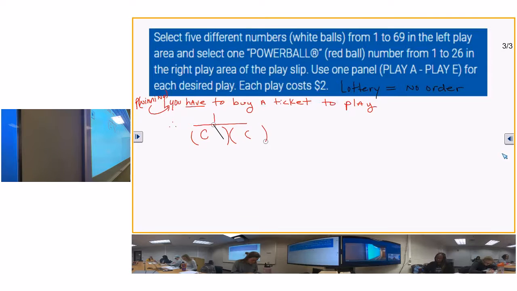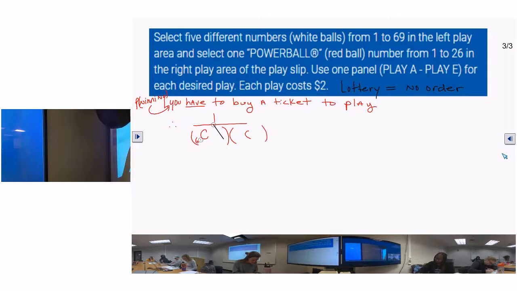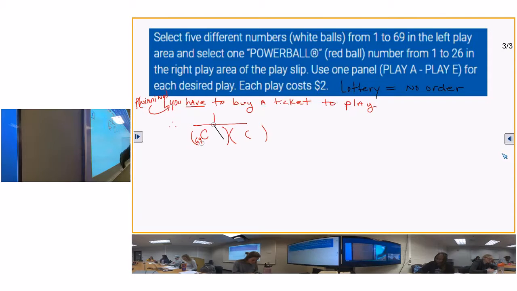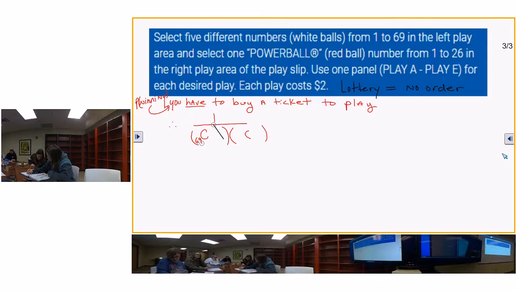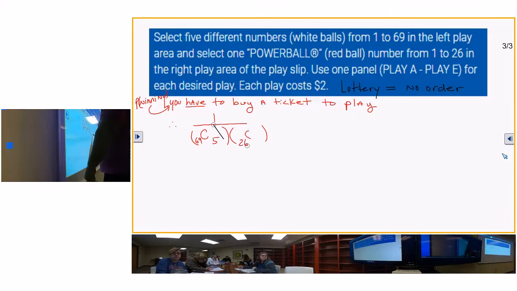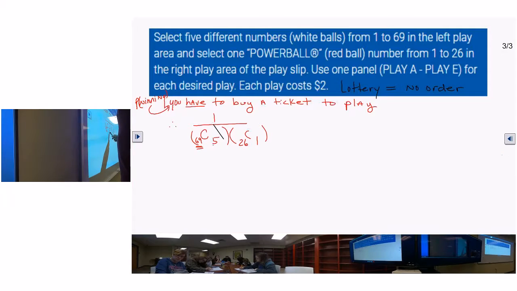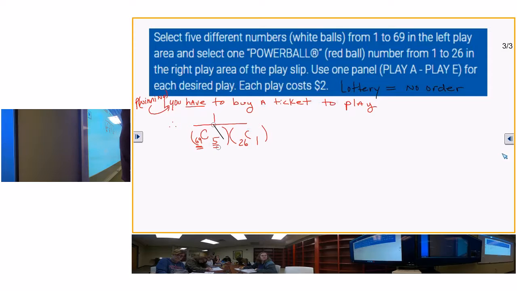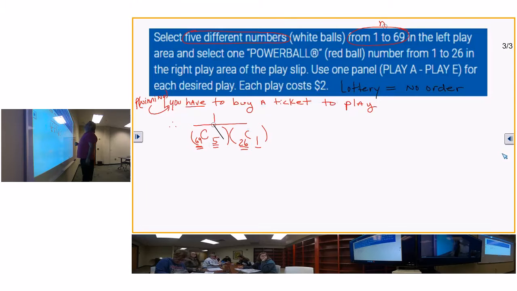Combination of the first ball is 69, combination 5. And the combination of the second ball is 26, combination 1. This is the number of digits. This is the ping pong balls. This is the number of digits. This is the number of ping pong balls. Okay? 5 different ping pong balls with numbers from 1 to 69. There's N. And this would be R.